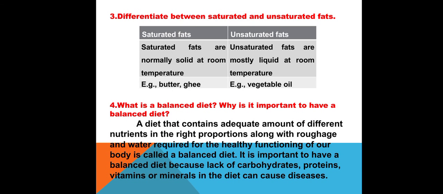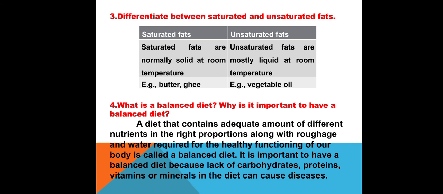Then differentiate between saturated and unsaturated fat. First, saturated fats. Saturated fats are normally solid at room temperature. What are the examples? Butter, ghee. Unsaturated fats are mostly liquid at room temperature. Example, vegetable oil.